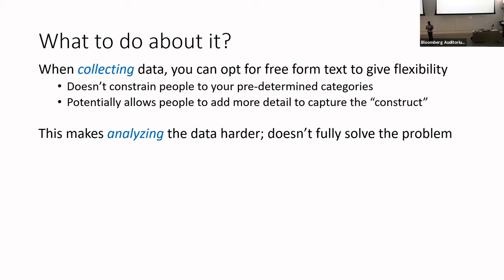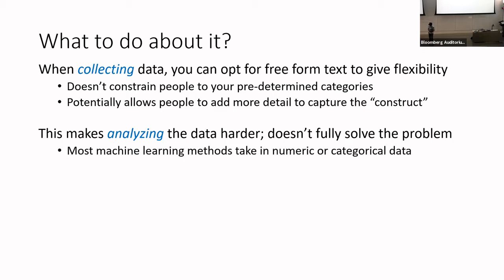It also doesn't, unfortunately, fully solve the problem. Like I said, most machine learning methods take in numeric or categorical data. So unless you're committed to a purely natural language processing solution and pipeline, you're going to have to find some way to map the free-form text that people wrote back into categories or numeric data points. And then you're back to square one, at least in the analysis stage, where you have to make those same choices.